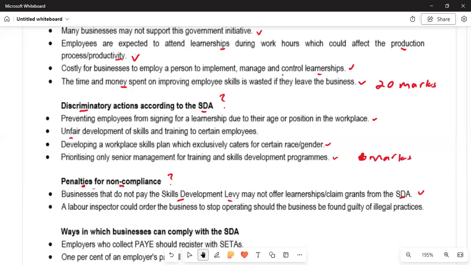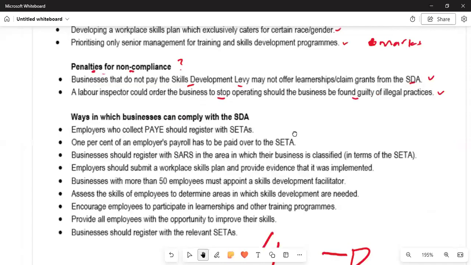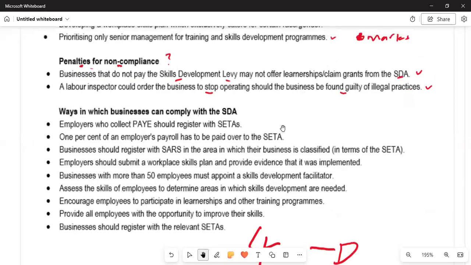So it simply says you are not going to be able to claim the grants from the SDA. A labor inspector could order the business to stop operating should the business be found guilty of illegal practices. So the business will stop if it is not complying with this act, because the labor inspectors are the ones who are going to do that. It is very important to take note of that. Those are the penalties that the business is going to face. Normally, this act carries only 4 marks, whereby you just mention only 2 points under penalties.